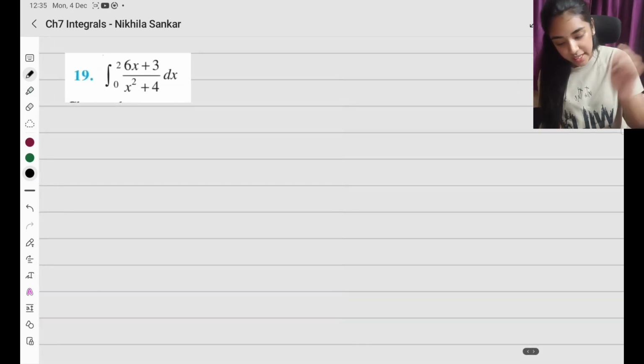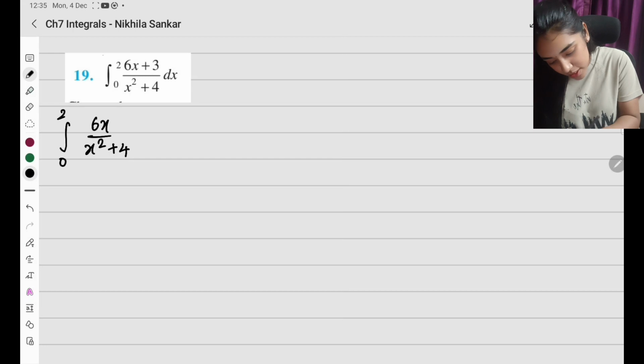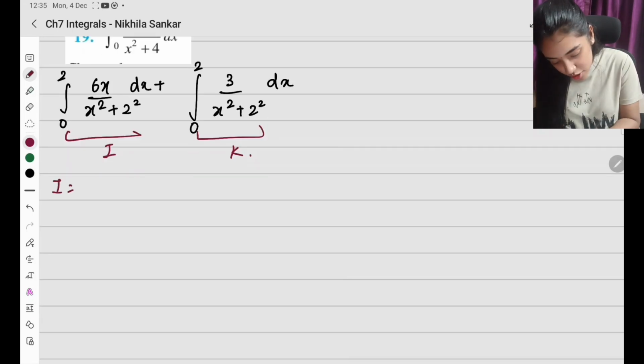Question number 19. I'm going to split the two integrals. So I have integral 0 to 2 of 6x divided by x square plus 4, plus integral 0 to 2 of 3 divided by x square plus 2 square times dx. I'm going to take the first as I and the second as k. So how are we going to solve this?